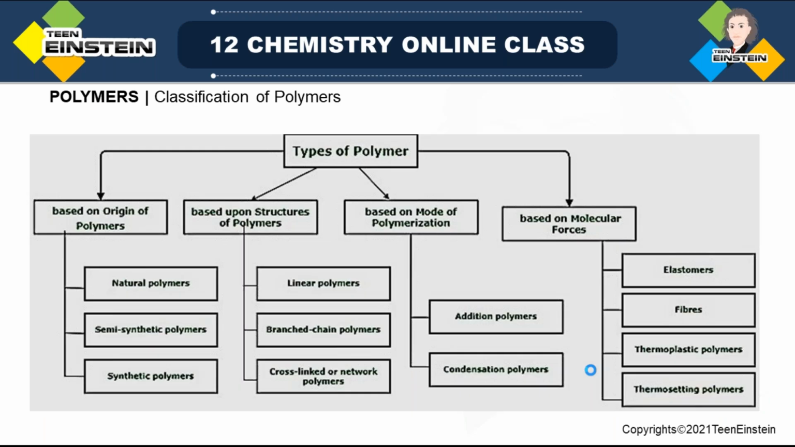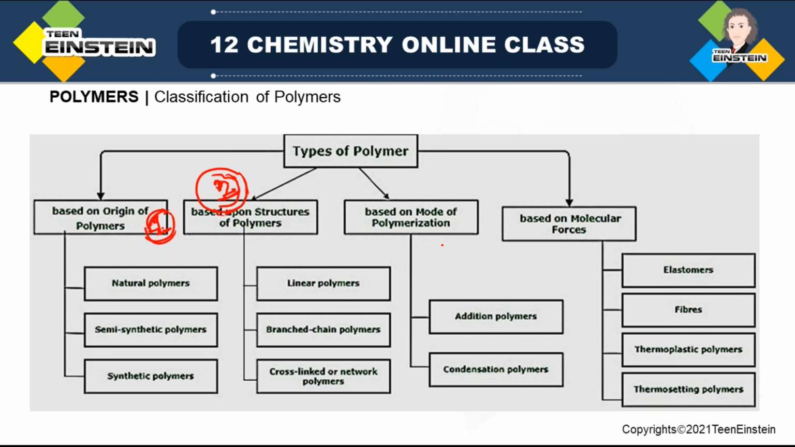Classification, as you can see in the whole picture, is the flow chart. Types of polymer classification are possible based on origin, that is number 1. It may be based on structures of polymers, which is number 2.